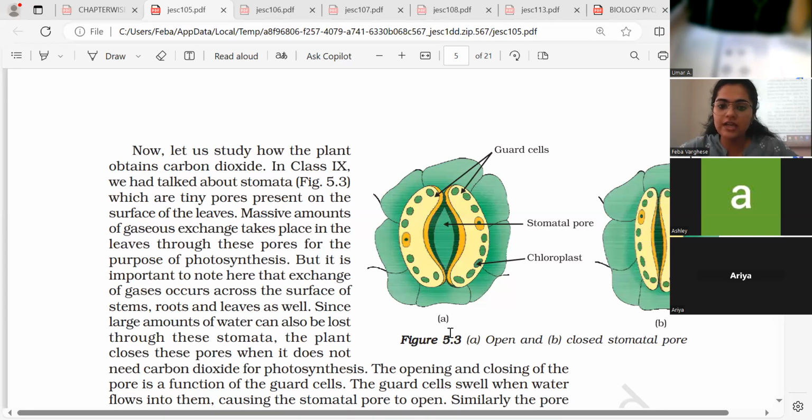See this condition, the A part. They become turgid, and that causes the opening of the stomatal pore. They become fully filled with water. They swell up. Okay, the guard cells swell up. That's the thing.